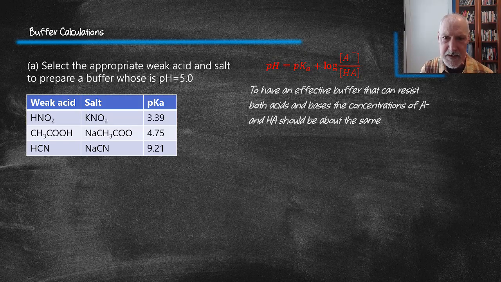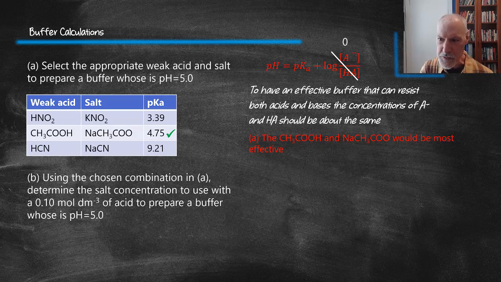Remember, to have an effective buffer, we want it to resist both attack from acids and bases. That means the concentration of our conjugate base and our weak acid should be about the same. So that would mean we'd have the log of 1, and that's 0. So from this equation we can see that if our designed pH is 5, we want a pKa as close to 5 as possible. So that would mean we'd probably select the acetic acid.